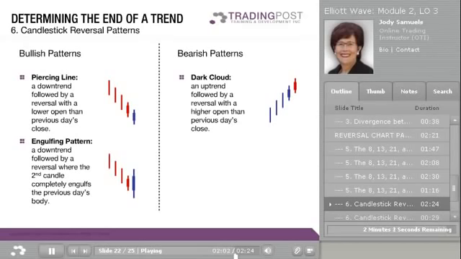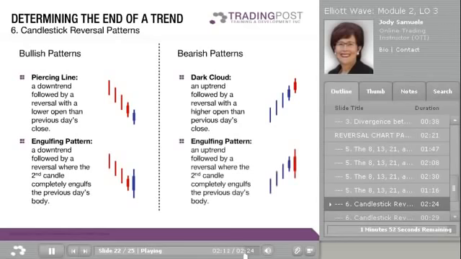This will force traders to exit the long positions as there is no follow-through. And finally, the bearish engulfing pattern. The first day is characterized by a small body in an uptrend, followed by a day whose body completely engulfs the previous day's body.